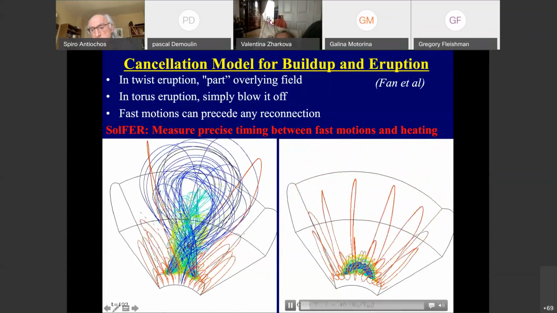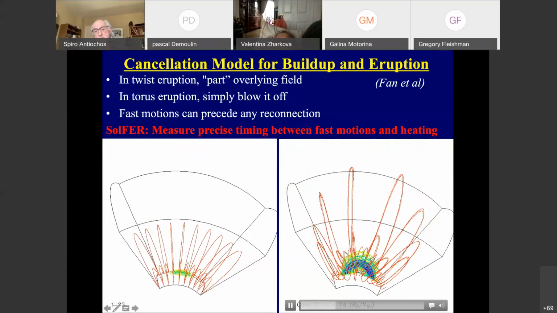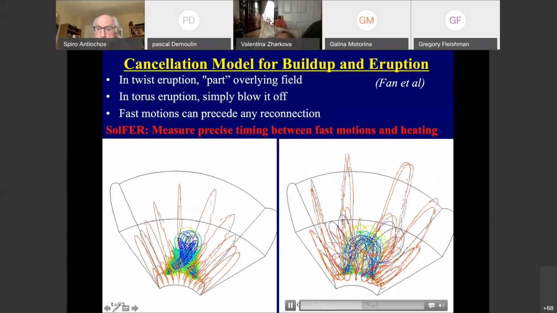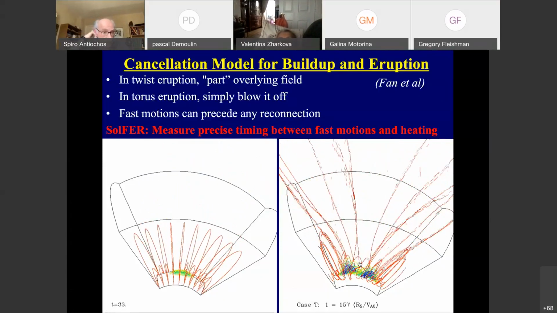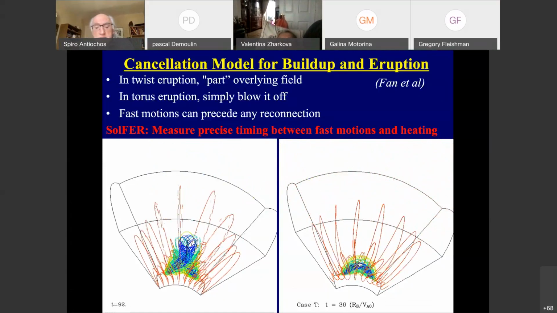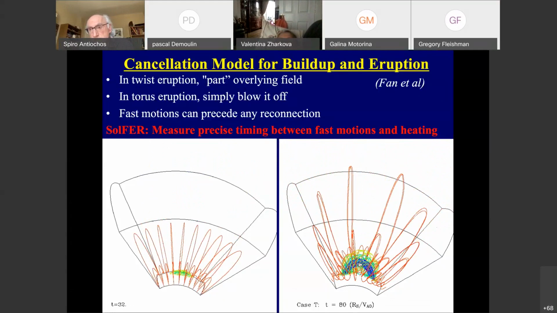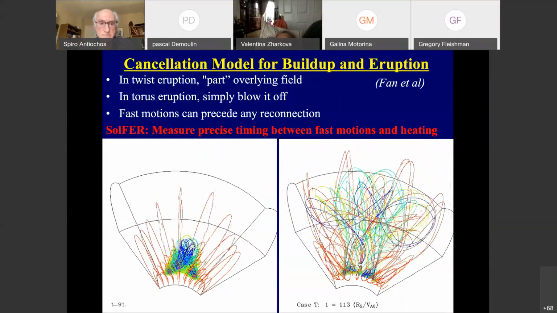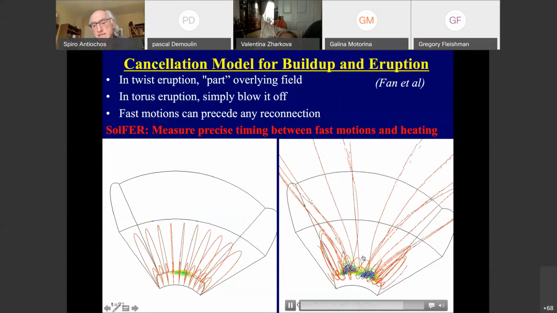Here, because of the rapid drop-off of the overlying field, eventually what she winds up with is a pure torus instability, and the thing just takes off. And notice you get reconnection down below. So this is exactly the kind of reconnection that you see in the flare. So the flare reconnection is common to all eruption models. You can't really use the flare reconnection to distinguish the eruption mechanism, the initiation mechanism, unfortunately. The thing about these calculations is that the fast motions precede this flare reconnection.